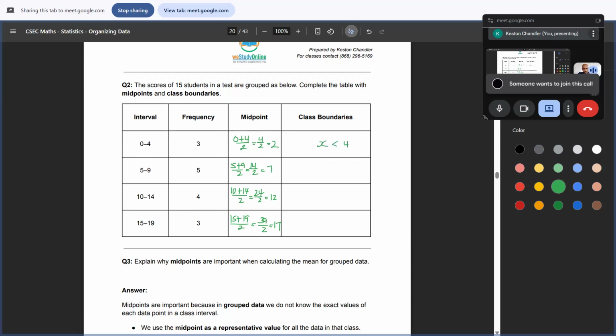I want to write it like this. We didn't write it like this, that's all right. Right, but these are my class boundaries. That's the range within which we fill in the gaps with each of these intervals.